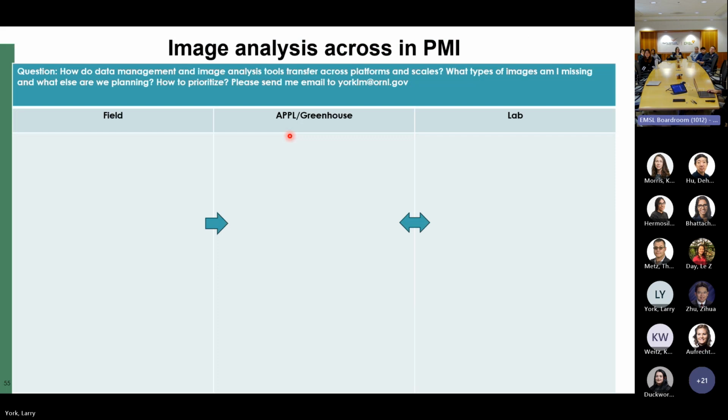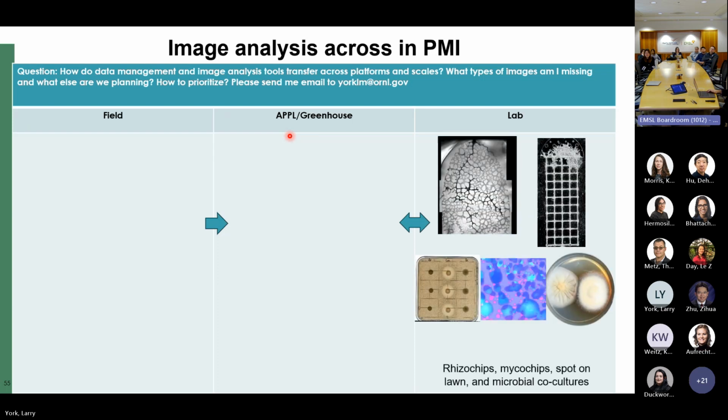Recently, I've been tasked to try to understand some of the imaging needs and analysis needs in it. At the lab level, we have things like the rhizochip, and the fungal chips that Eastland worked on and did really nice work with. We have lots of different styles of plate imaging, looking at cultures and things like that, some fluorescent imaging, and more cultures.